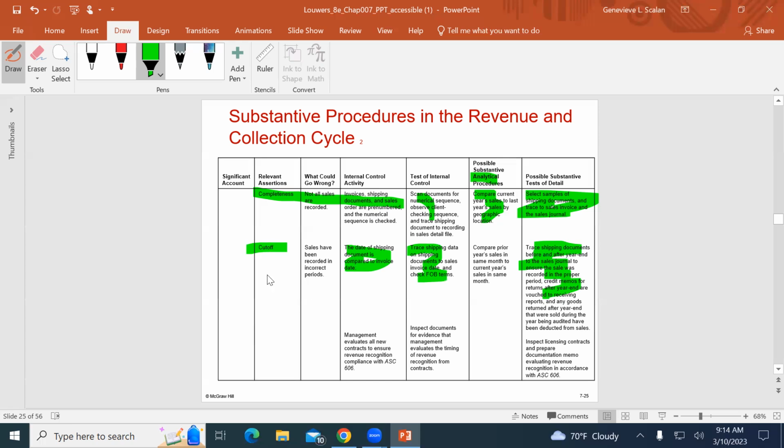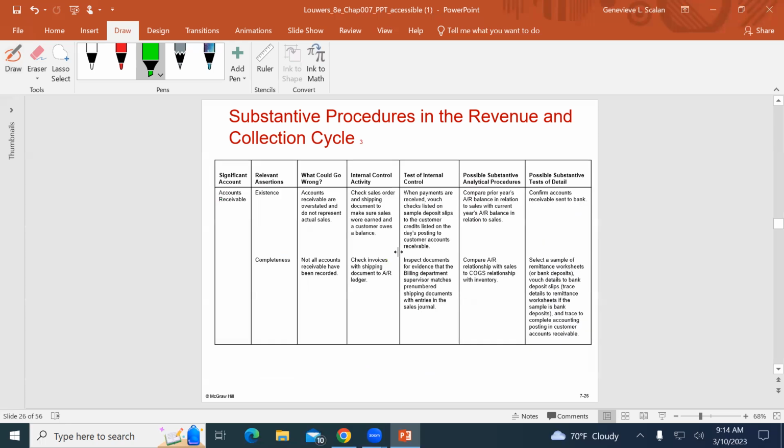And what else is making sure for cutoffs? Management should be evaluating and looking at reports. Make sure management is doing that. Check out contracts. Next, account for substantive procedures, accounts receivable. Again, the main risk is existence. If there's fake sales, there's probably going to be fake receivables.